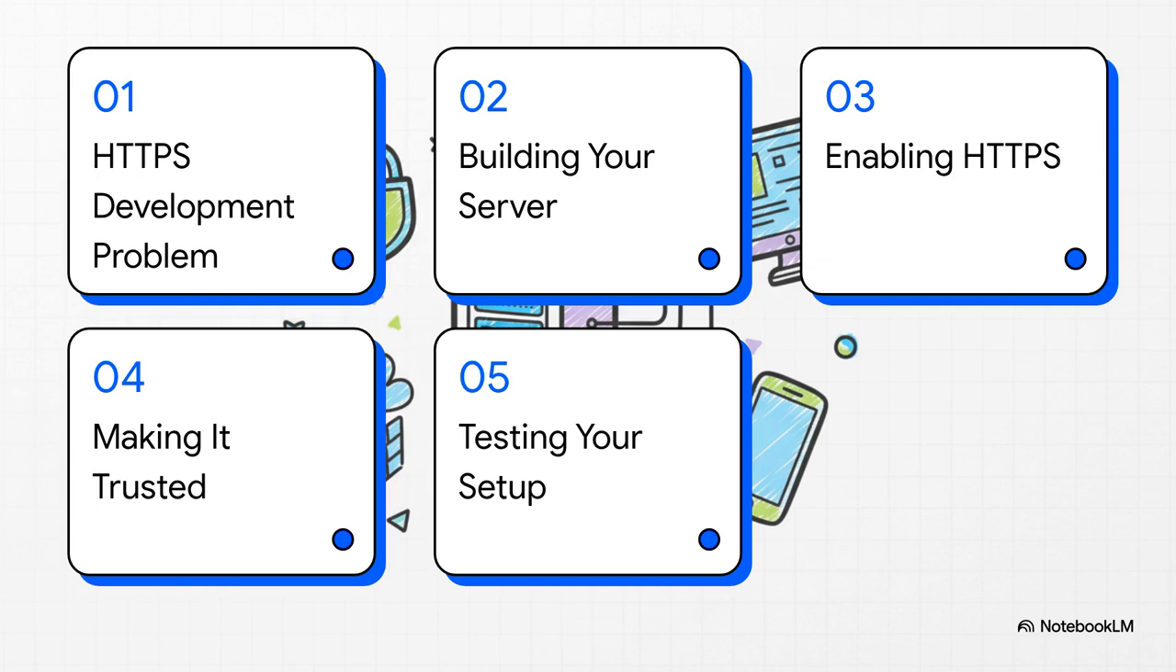Okay, so here's our game plan. First, we'll break down the core problem. Then, we'll actually build our server. After that, we'll lock it down with HTTPS, teach our devices to trust it, and finally, we'll put our brand new PWA lab to the test.